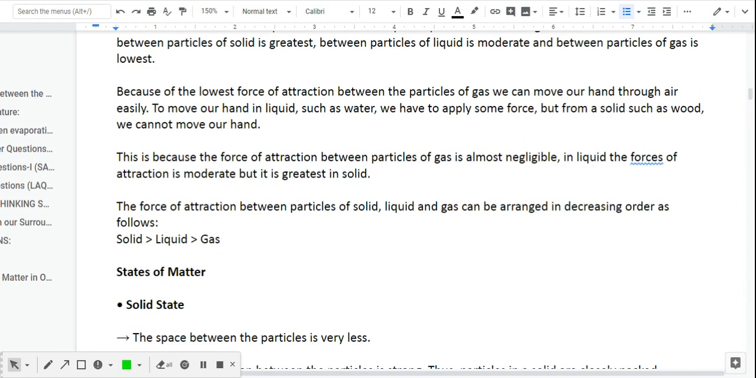So the force of attraction between the particles of solid, liquid and gas can be arranged in descending order as follows. Solids have the maximum, liquid has a little bit less than solids, and the least in case of gases. This is what we are talking about, forces of attraction, right?